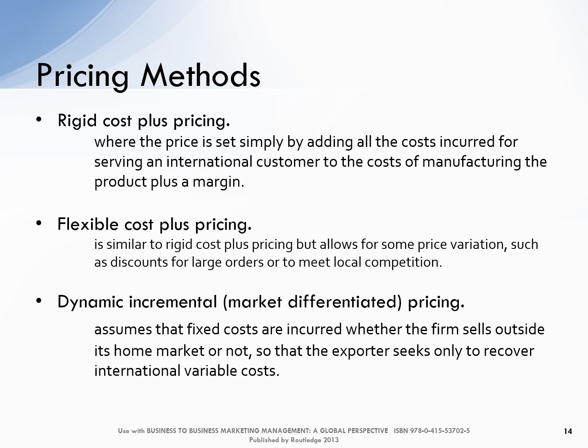Flexible cost plus pricing is similar to rigid cost plus pricing but allows for some price variations, such as discounts for large orders or to meet local competition. And the last one is dynamic incremental or market differentiated pricing. It assumes that fixed costs are incurred whether the firm sells outside its home market or not, so that the exporter seeks only to recover international variable costs.